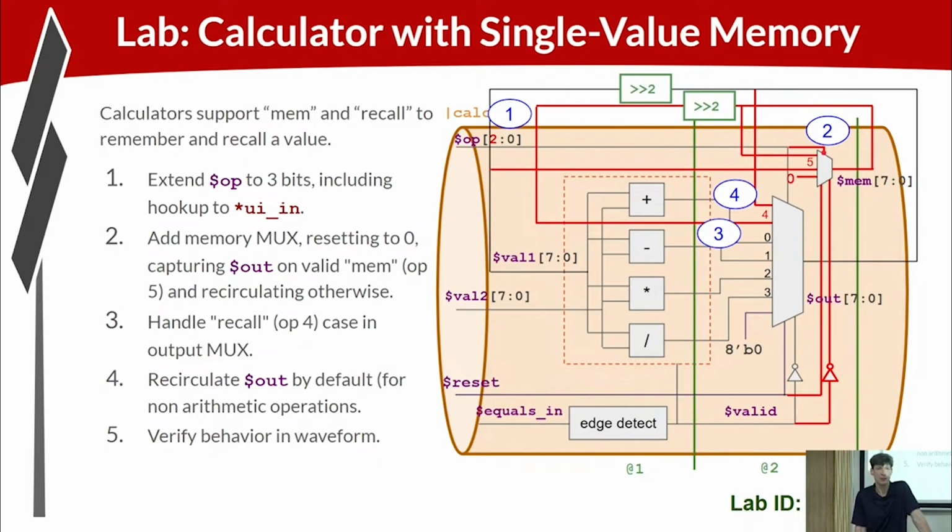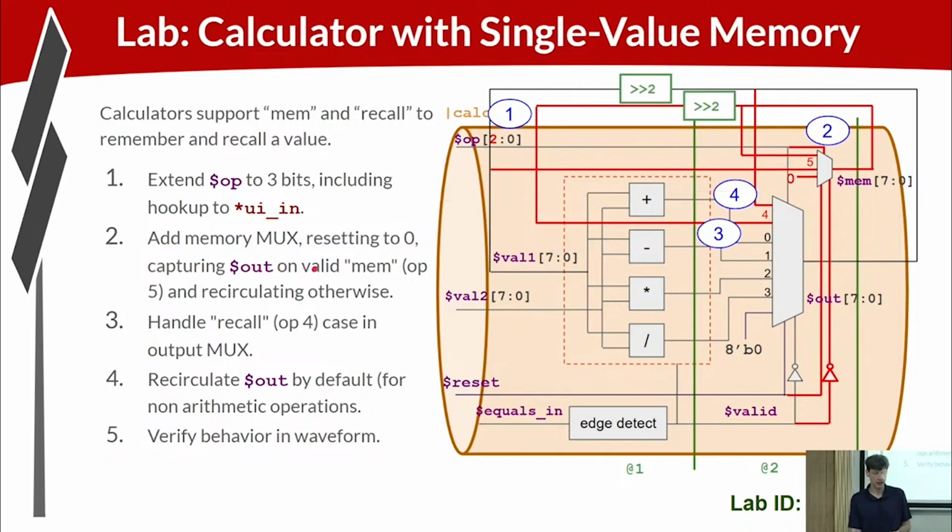Should I talk this through one more time? Okay. I'll just talk it through one more time to be sure. So I'll do these in order, right? So we extend the operation to 3 bits to support the additional operations, which are encoded as 5 for mem operation, 4 for a recall. We need to add the memory mux. Okay, so it needs to reset to 0. When we turn on our calculator, it needs to have a predictable value.